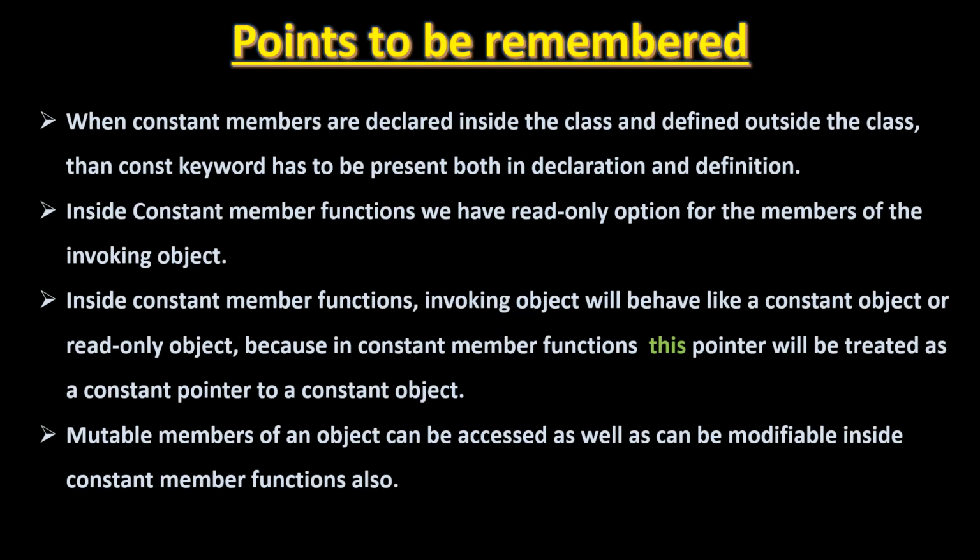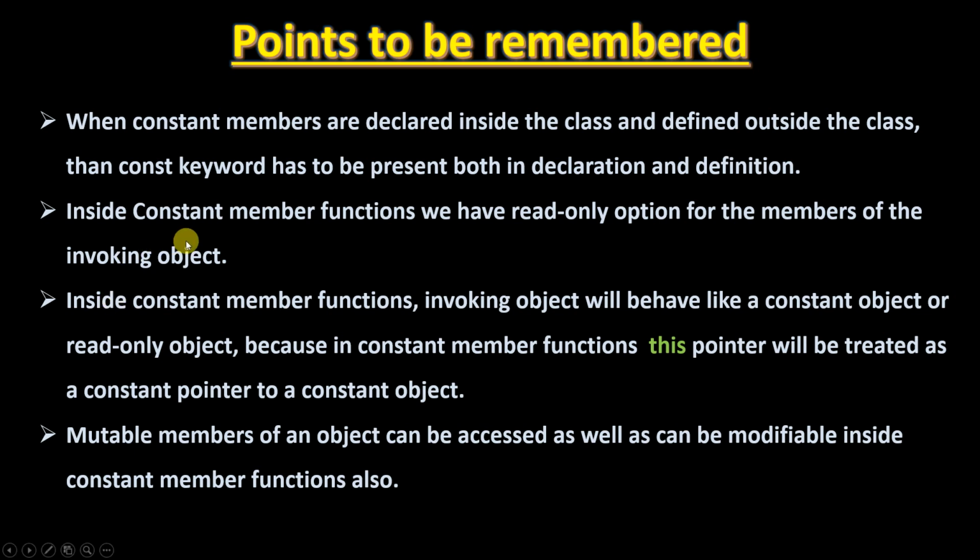So what are the points we have discussed till now? When constant member functions are declared inside the class and defined outside the class, then the const keyword has to be present both in the declaration and the definition, and the const keyword has to be present after the arguments list, not before the return type. If you write the const keyword before the return type, then the function won't be treated as constant, but it will be treated as a function that returns a constant value, a constant return type.